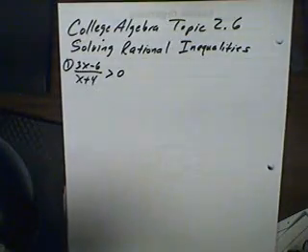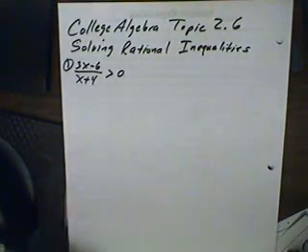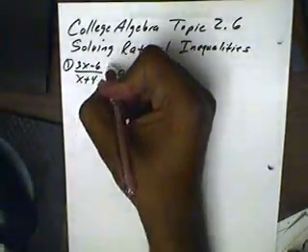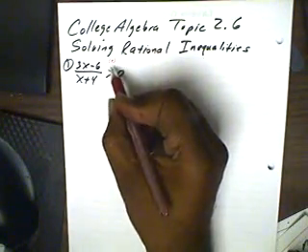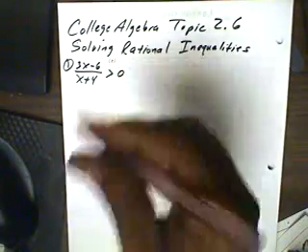First, I want to observe that this is greater than 0, which means that we're looking for solutions that are actually going to be positive. Again, being greater than 0 means we're looking for positive solutions.